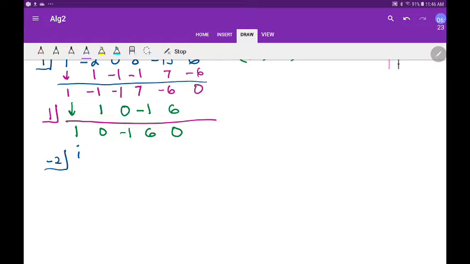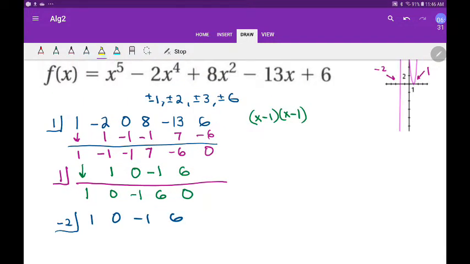1, that doesn't look very good. 1, 0, negative 1, 6. I never start over. Some of you are going to go back to the original numbers. Don't do that. Why would you do that? We want it to be more and more simplified.